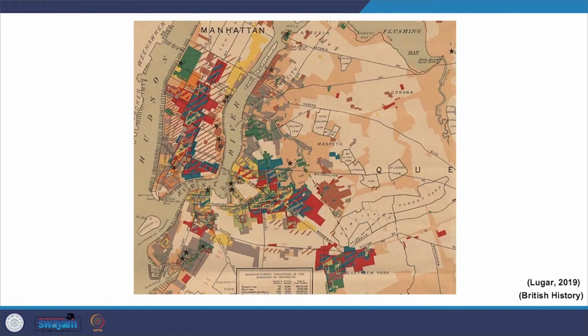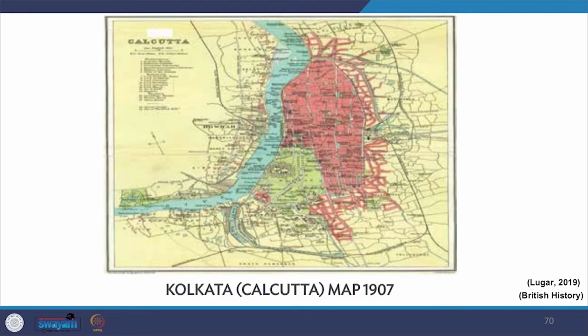New York used separation of land use, industrial, residential, commercial, and so on, for both efficient urban growth and to maintain real estate values and also for the purpose of public health. We also see Kolkata map of 1907, which shows the variation in the land use.